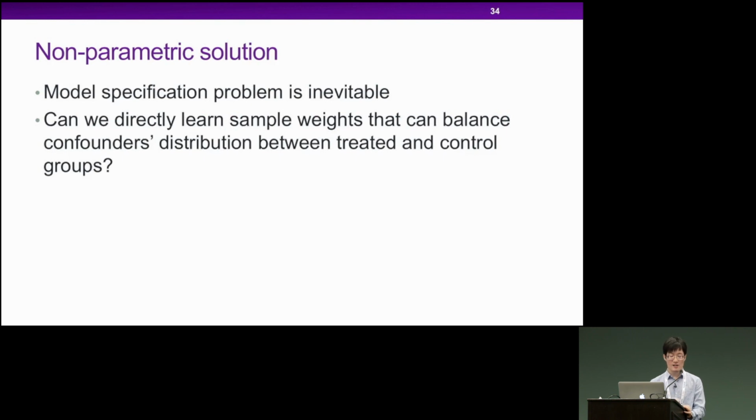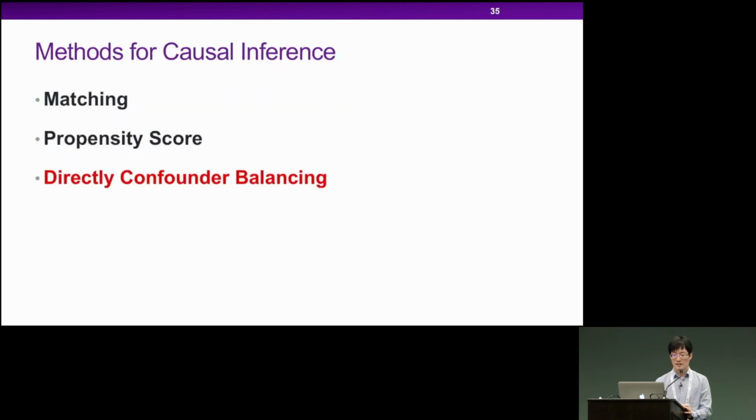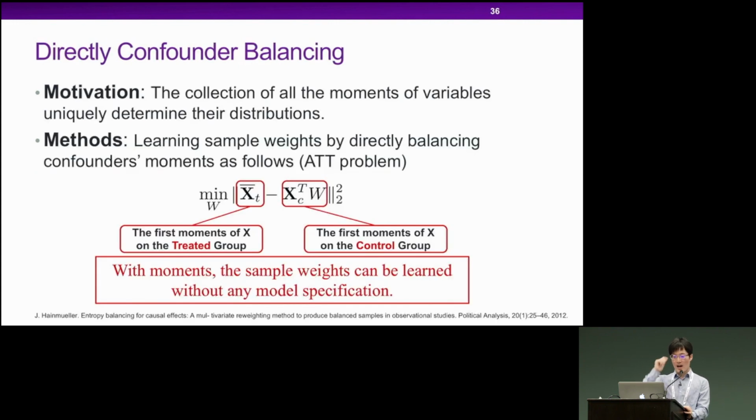So that's the third line of research, called direct confounder balancing. In direct confounder balancing, the motivation is that the distribution of a set of points can be represented by a collection of moments of the variables, right? Because the moments can uniquely determine the distributions. So can we learn the sample weights by directly balancing the confounders' moments?